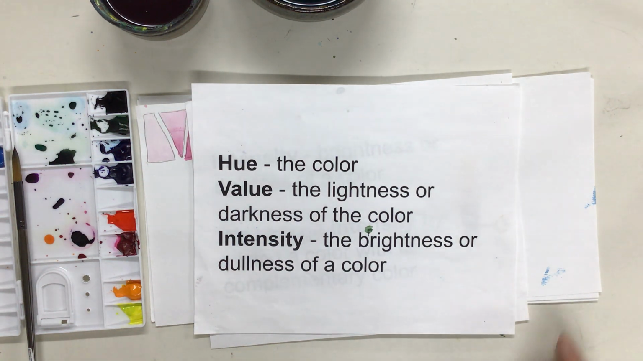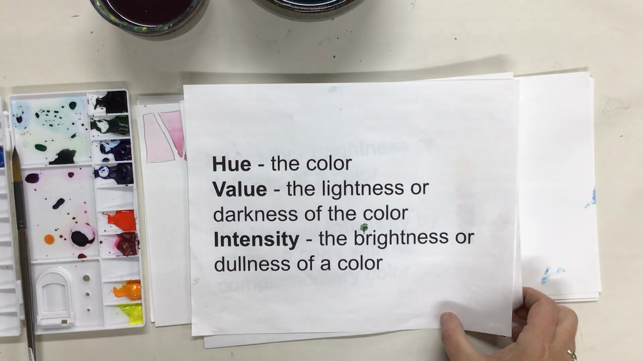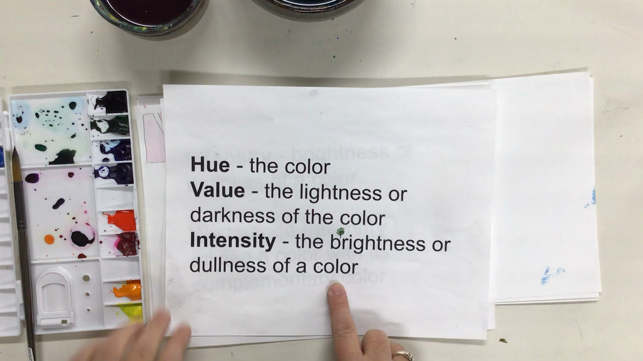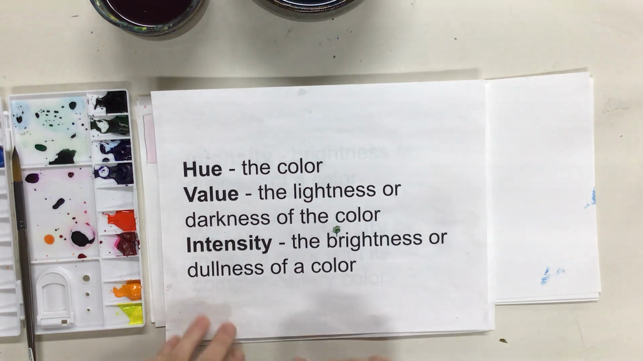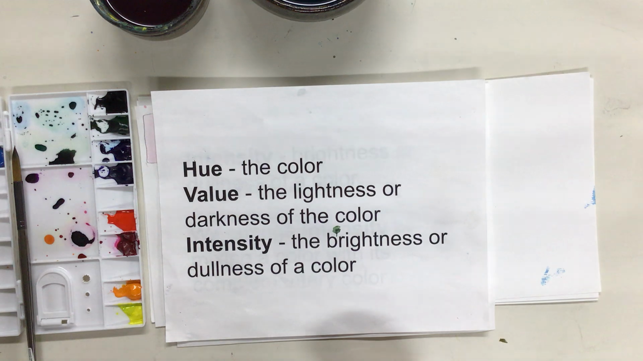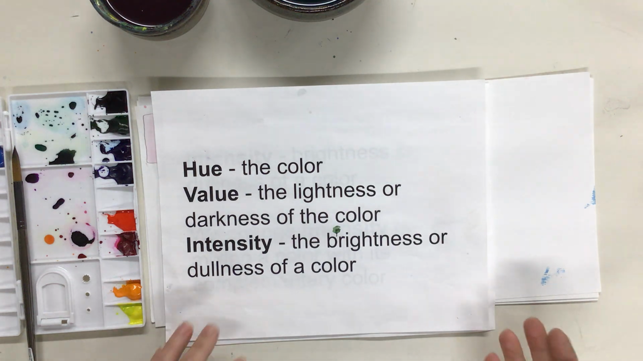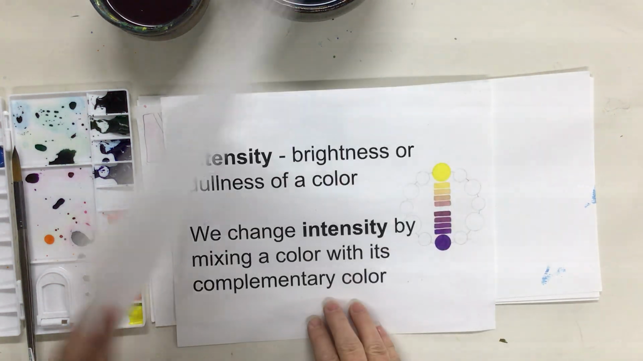The intensity of a color is the brightness or the dullness of that color. If we think about the color orange, for instance, the most intense possible orange is a fluorescent orange. A regular orange is just like an orange crayon, and a dull or less intense orange would be the orange on the surface of a pumpkin.